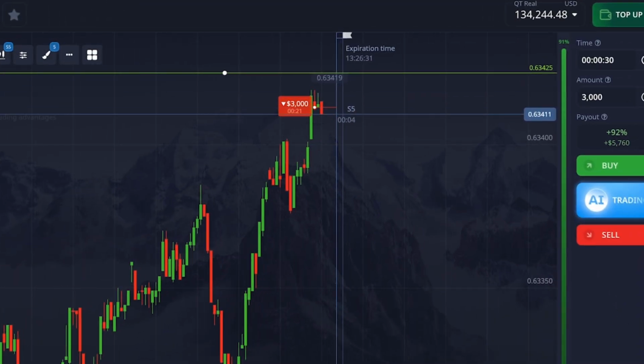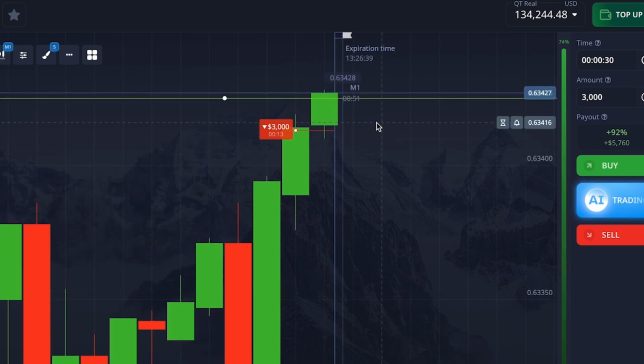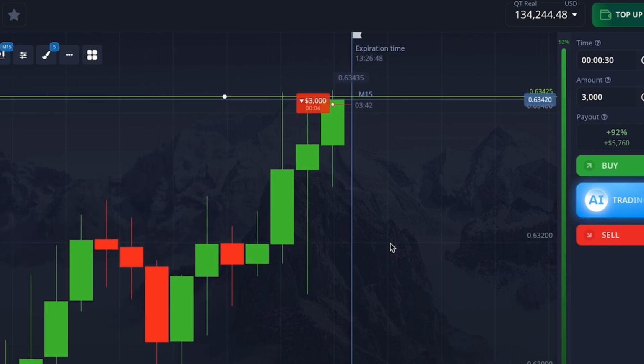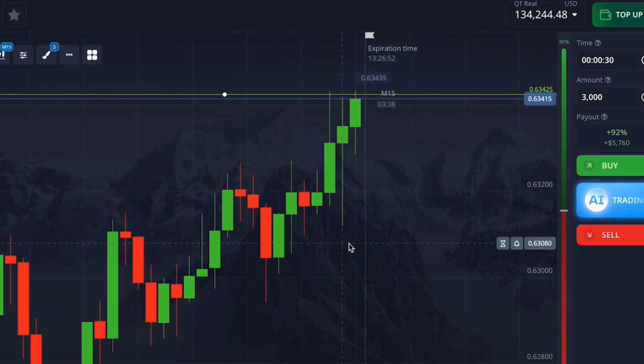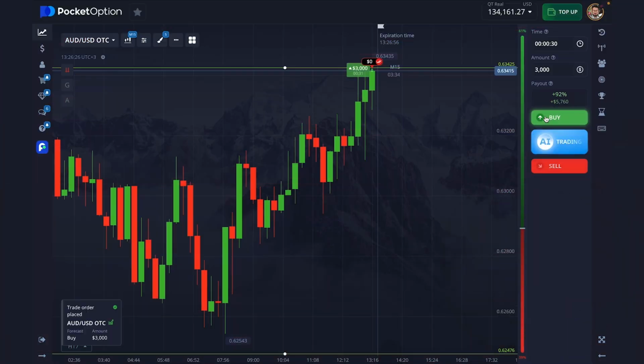Here, I think that the trend will reverse, but let's check what's happening on M1. I'm not sure about this one. It's actually a loss. Well, let's go next. Sometimes it's good, sometimes it's bad.